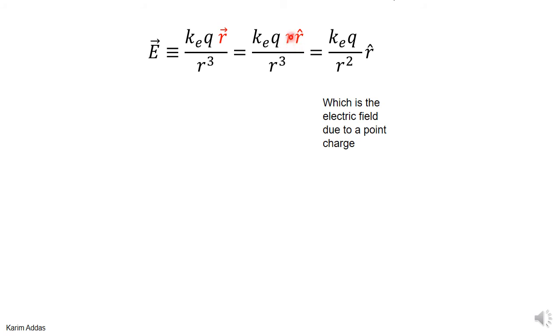Then one of the r's will cancel with one of the r's, so you get kq over r squared r hat, which is exactly the electric field due to a point charge. So we've proved that if you take the potential to be kq over r and you plug it into the equation that relates the potential to electric field that we took as the core definition in our chapter, then you get the electric field due to a point charge. That validates the proof that we gave before.